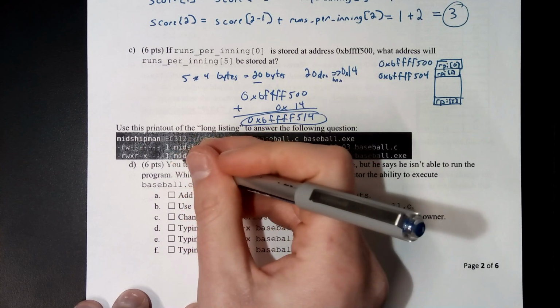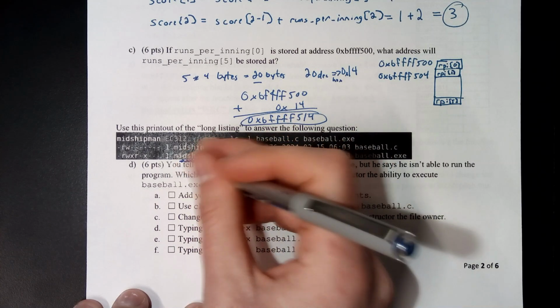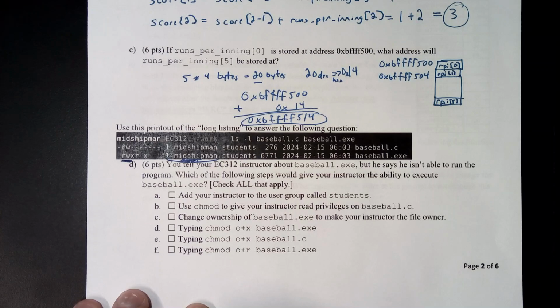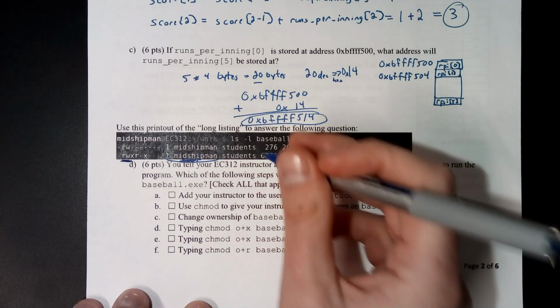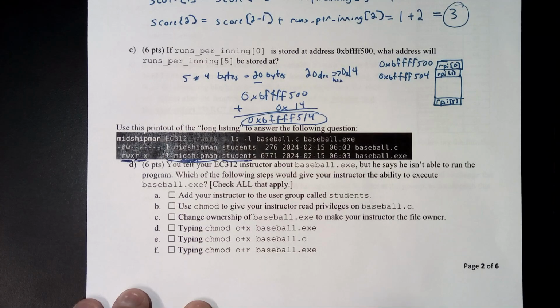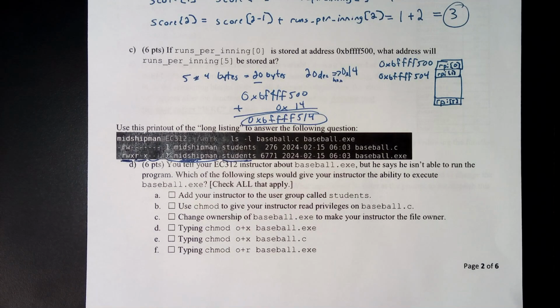So this is the owner, right? Midshipman or the user has that, and they have these three permissions, right? So that's who owns it. We then have students, and students have these three permissions, r-x, and then everyone else right now has 0 permissions. So because your instructor is not a student, we're assuming that they don't have any permissions on this, because everyone else who's not midshipmen or who is not students is unable to execute this program.